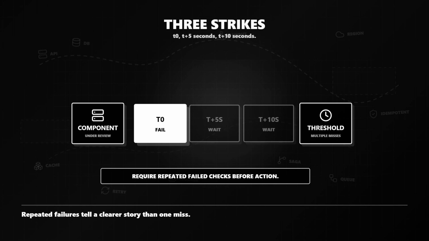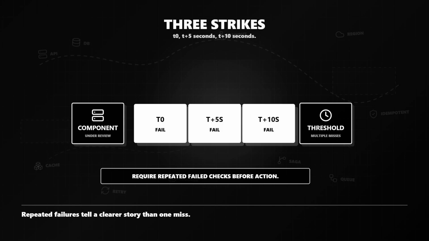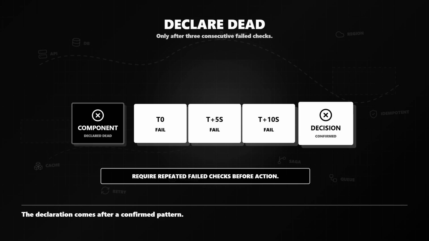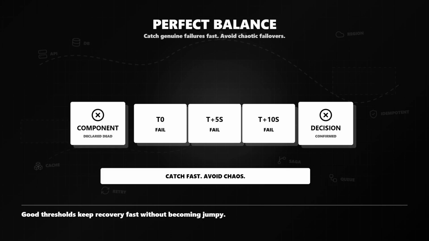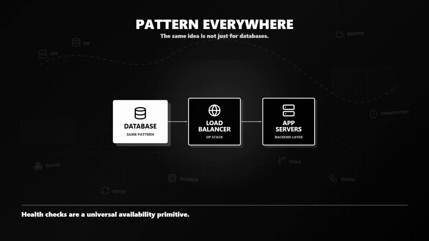We require multiple failed checks over time before taking any drastic action. So a check fails at T0. Then it fails again at T plus 5 seconds. Then again at T plus 10 seconds. Only after, say, 3 consecutive failed checks do we officially declare that component dead. It's the perfect balance, really. We catch genuine failures fast, but we completely avoid those unnecessary chaotic failovers. Now, here's the cool part. This exact same pattern isn't just for databases. It's used everywhere in modern systems.